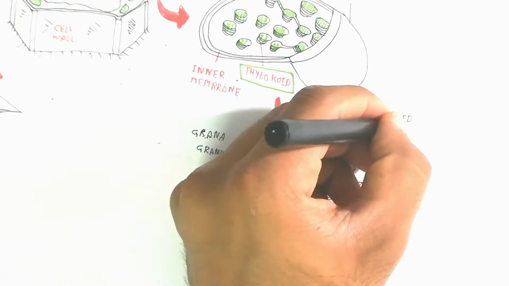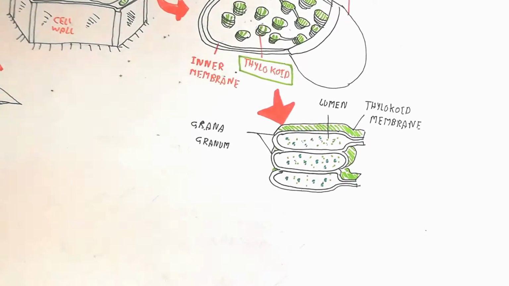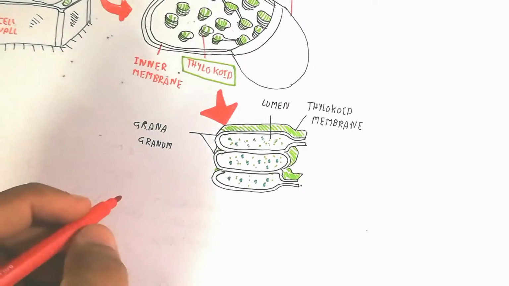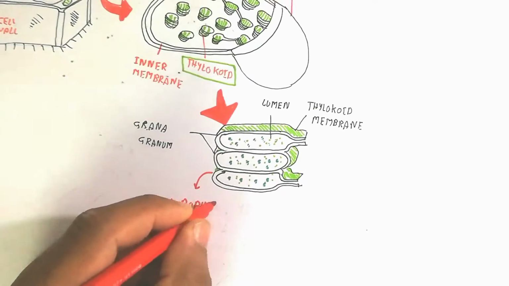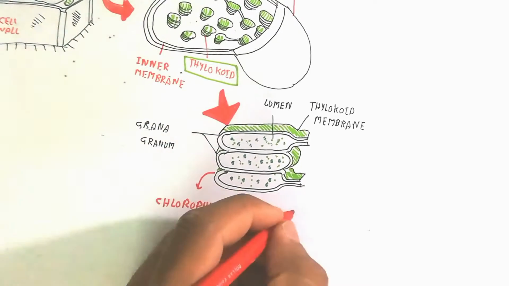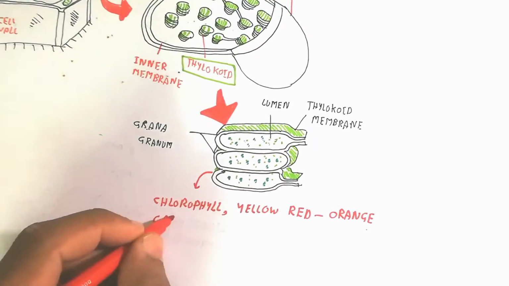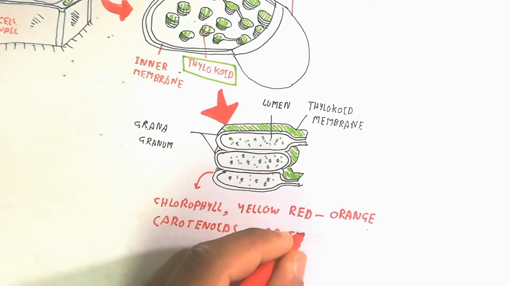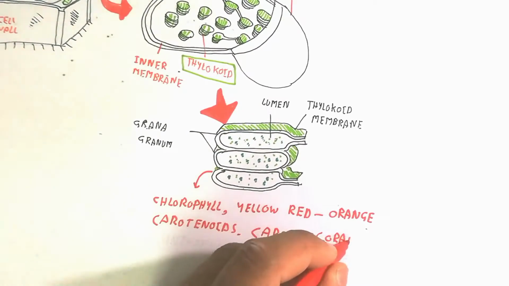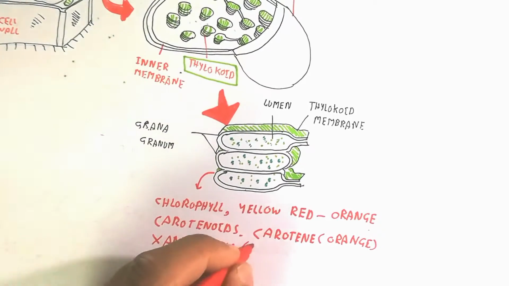Inside the thylakoid membrane, the lumen contains different types of enzymes and proton gradients. It means that too many protons are present in the lumen due to the hydrolysis of NADPH, nicotinamide adenine dinucleotide phosphate, which is basically the breakdown of the structure.